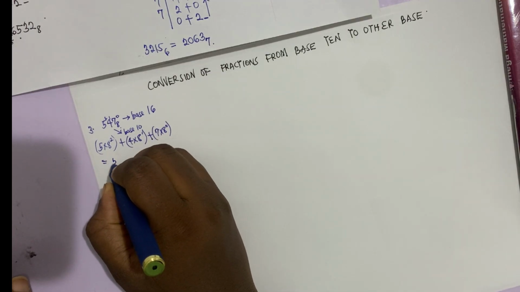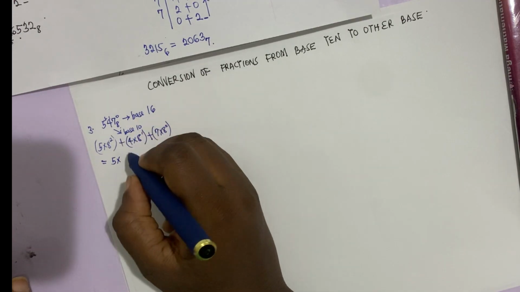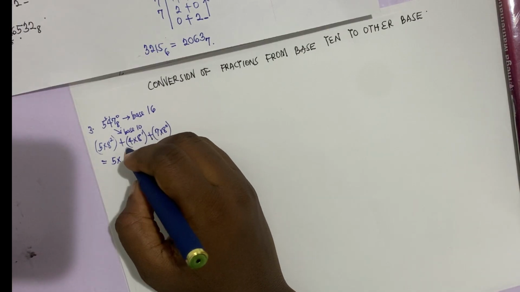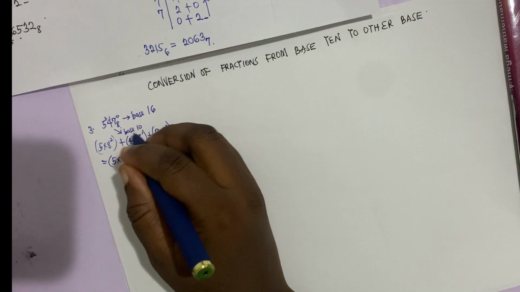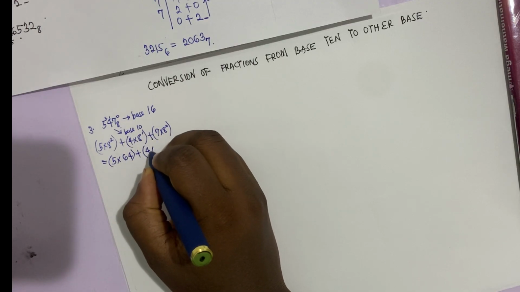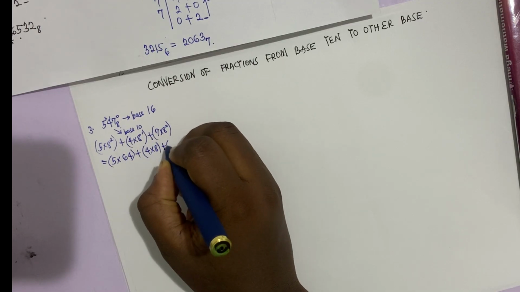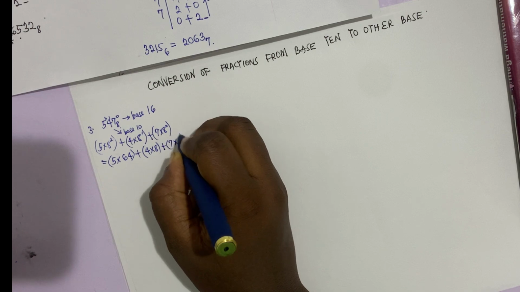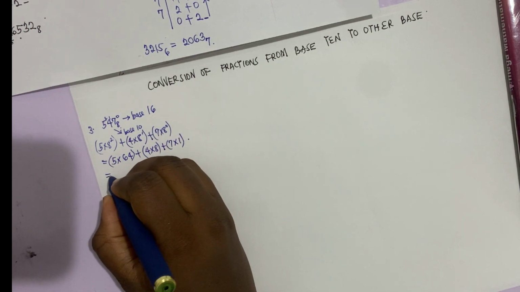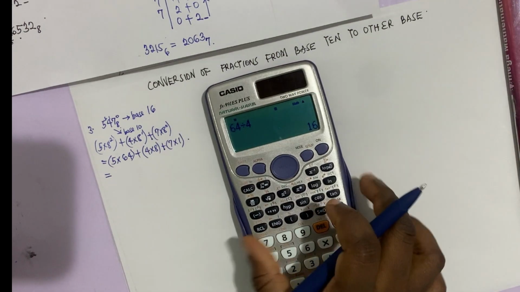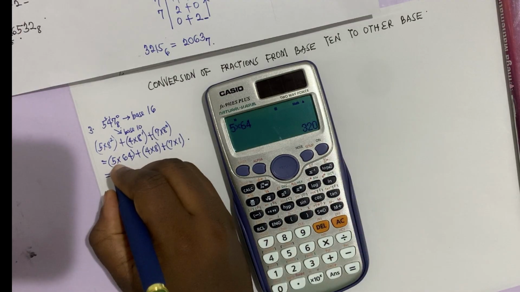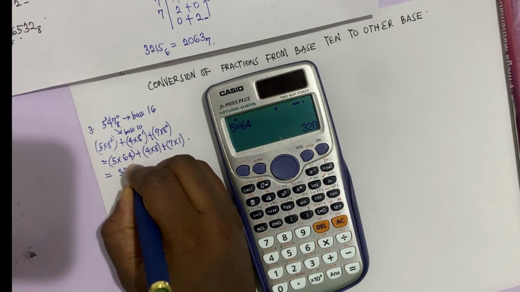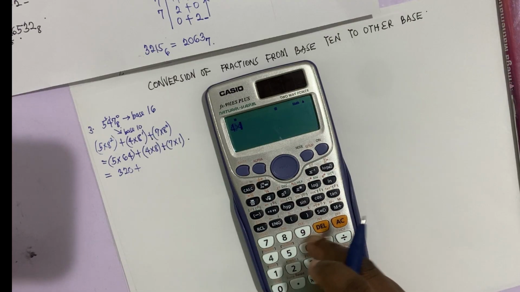So this becomes 5 times 8 raised to the power 2, which is not 16 because it's not 8 times 2. It's 8 times 8, which is 64, plus 4 times 8 raised to the power 1, which is 8, and 7 times 8 raised to the power 0, which is 1, because any number raised to the power of 0 would always give us 1. So 5 times 64 gives us 320, and 4 times 8 gives us 32.